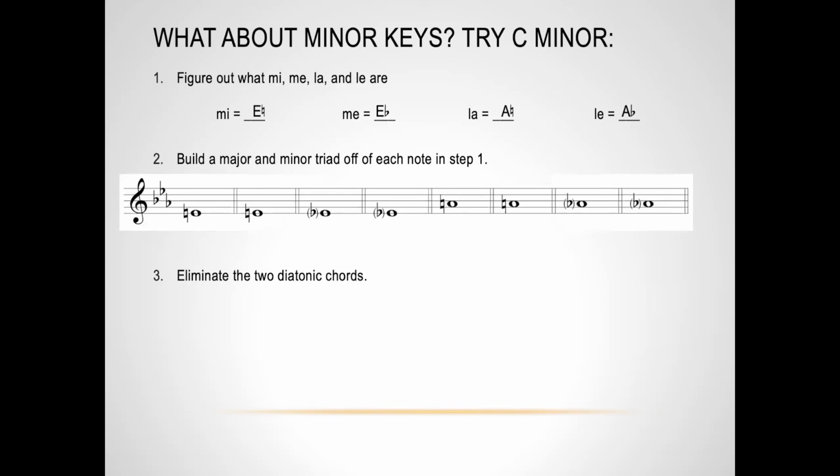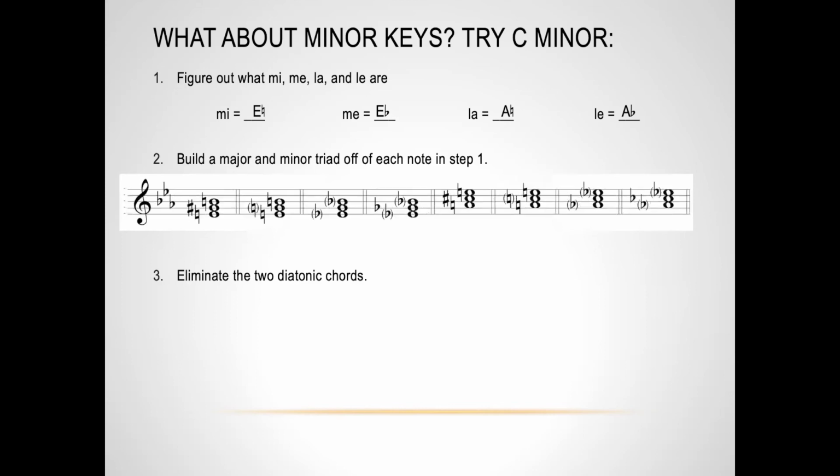Okay. Step 2 is building a major and minor triad off of each note in step 1. Your chords will actually be identical to those in the last process we just went through, looking like this. But notice, since the key signature has 3 flats, I now have to write in all these natural signs, and notice how the Roman numerals look.